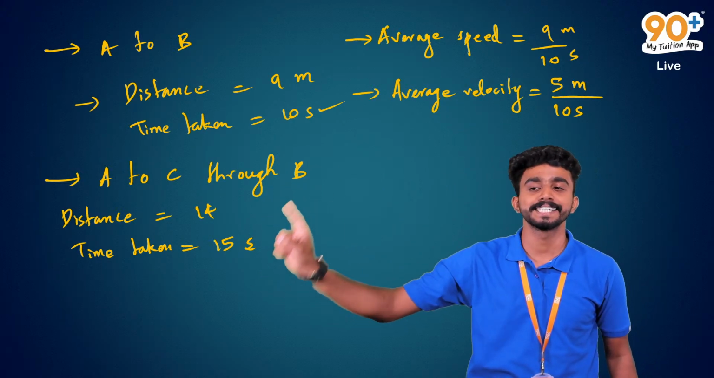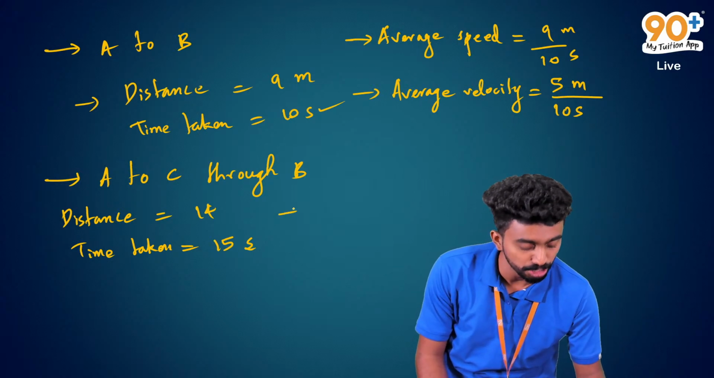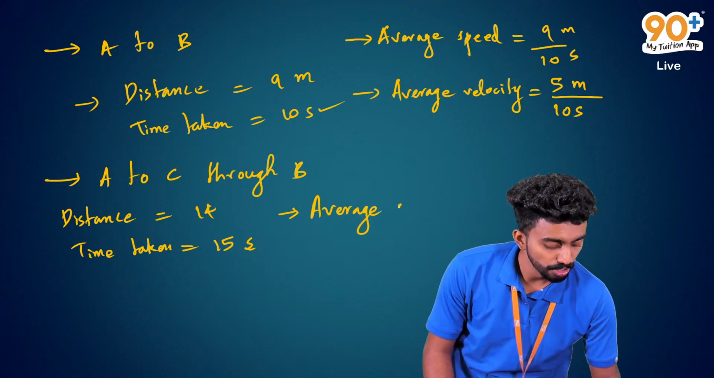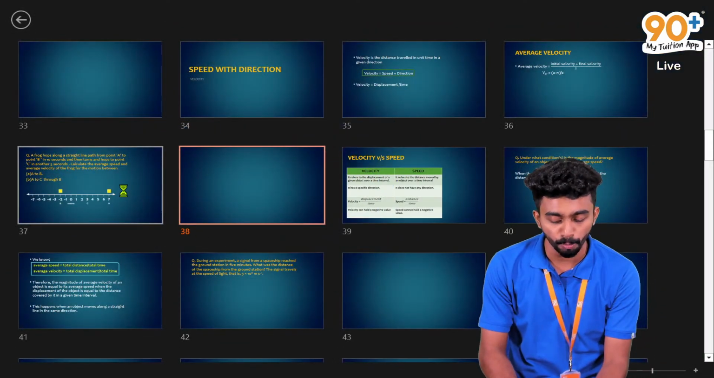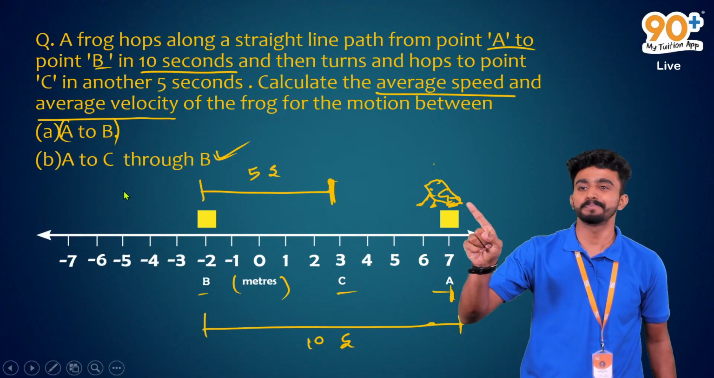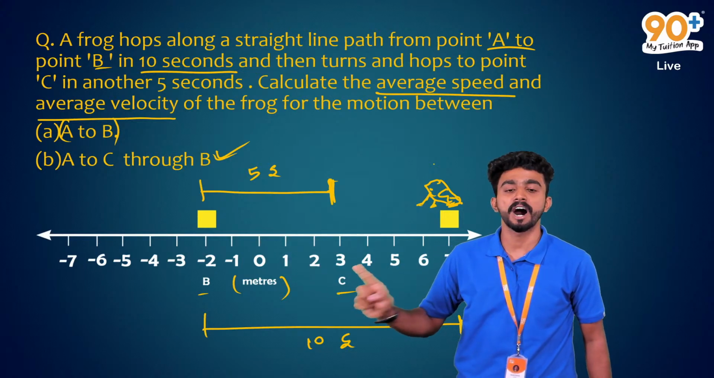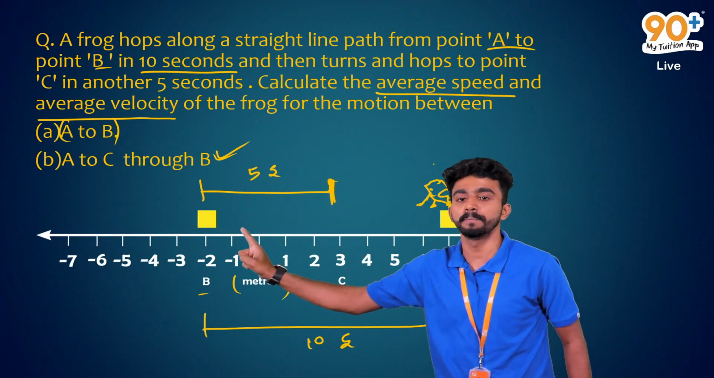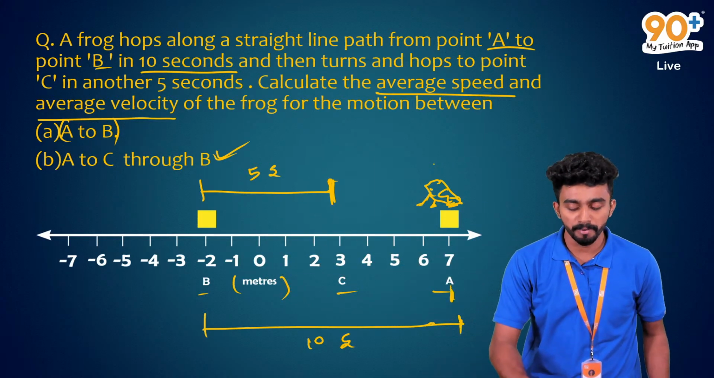Now, in the second case, A to C through B, we need to find the average speed and average velocity. Who will be helping me? Average speed. So over here, for an object moving from A to C through B. What is the object? The frog, right? The frog is hopping from A to C. How? Directly from A to C? No, right? It is going all the way till B and comes back to C.